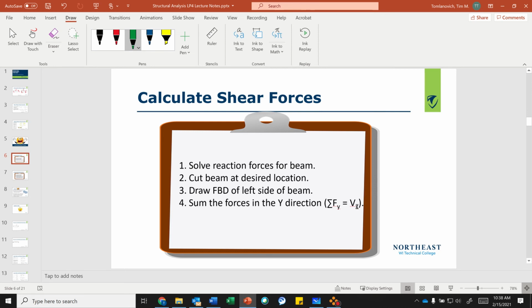Now this is not equaling 0. We make the sum of the forces equal 0 when we're doing equilibrium to solve the reactions. Now there is actually that thickness of member holding up those shear forces, so it's not going to equal 0 anymore. Okay, so that's how you calculate shear forces.